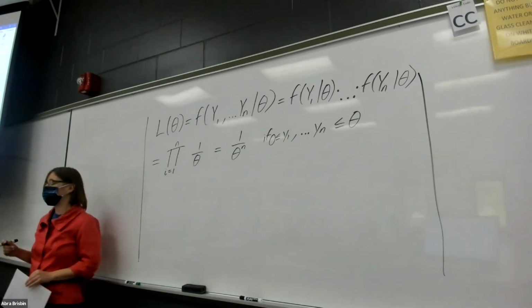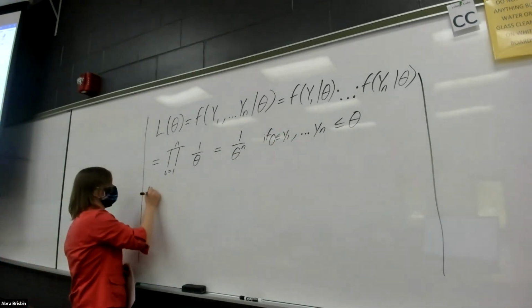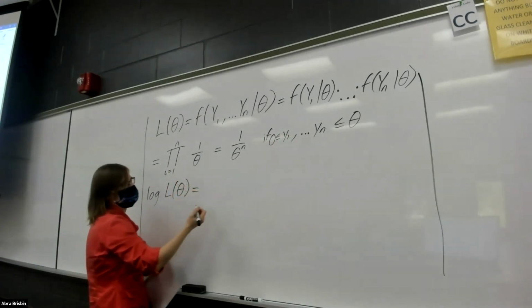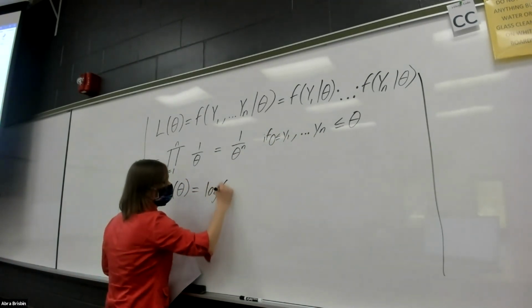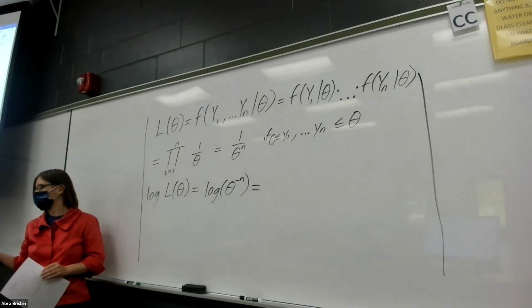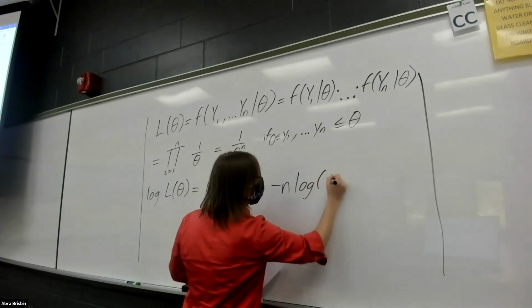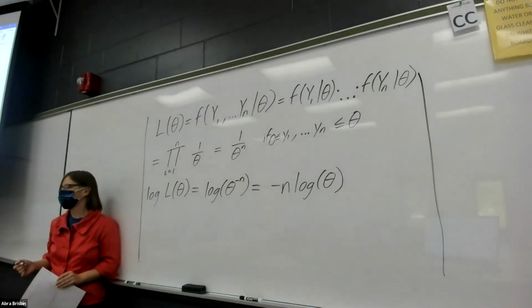All right, what's the next step? Okay. Let's take the log. So the log likelihood. So the log of 1 over theta to the n can be the log of theta to the negative n. And then we can bring the constant outside of the log. Negative n log of theta. What's our next step?